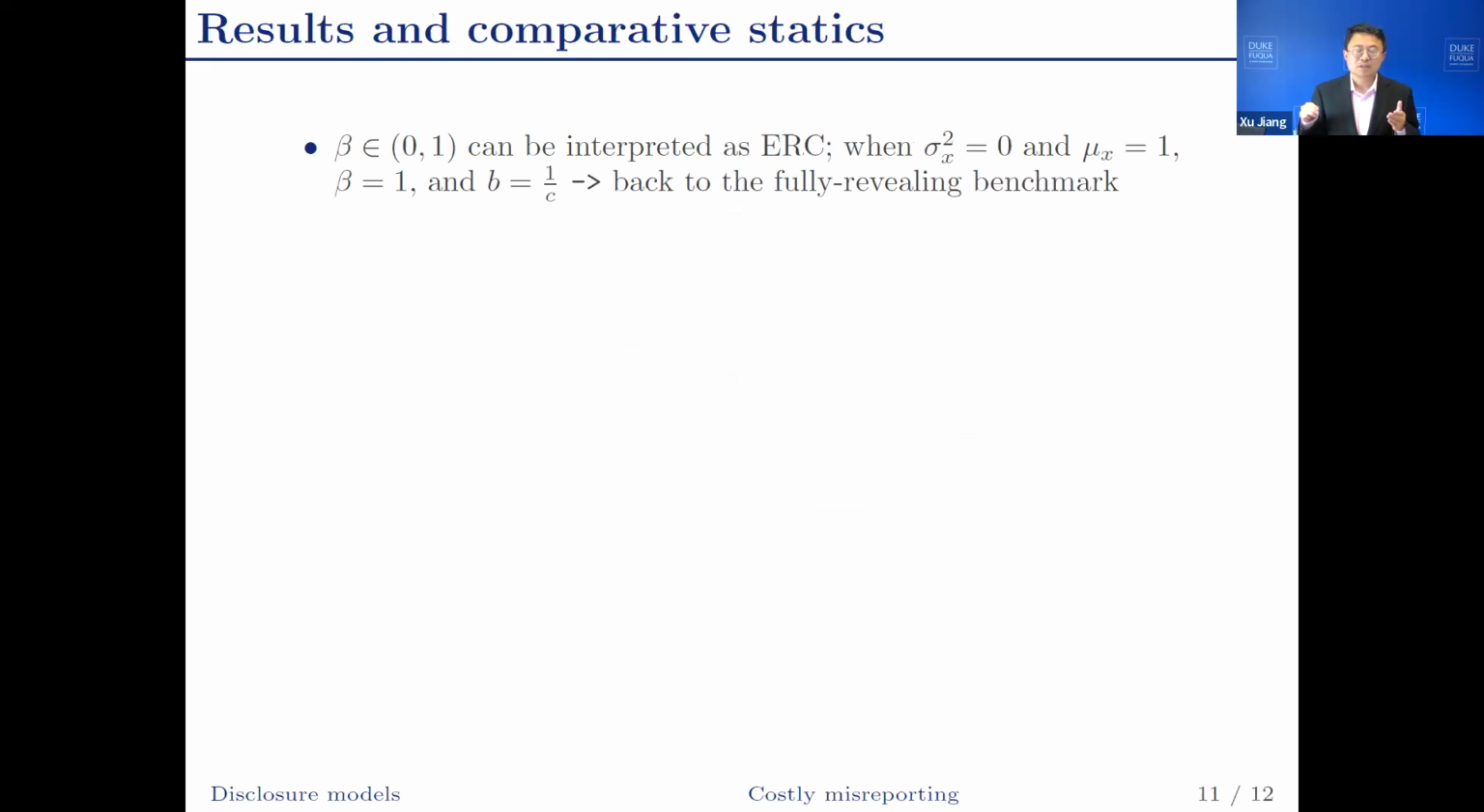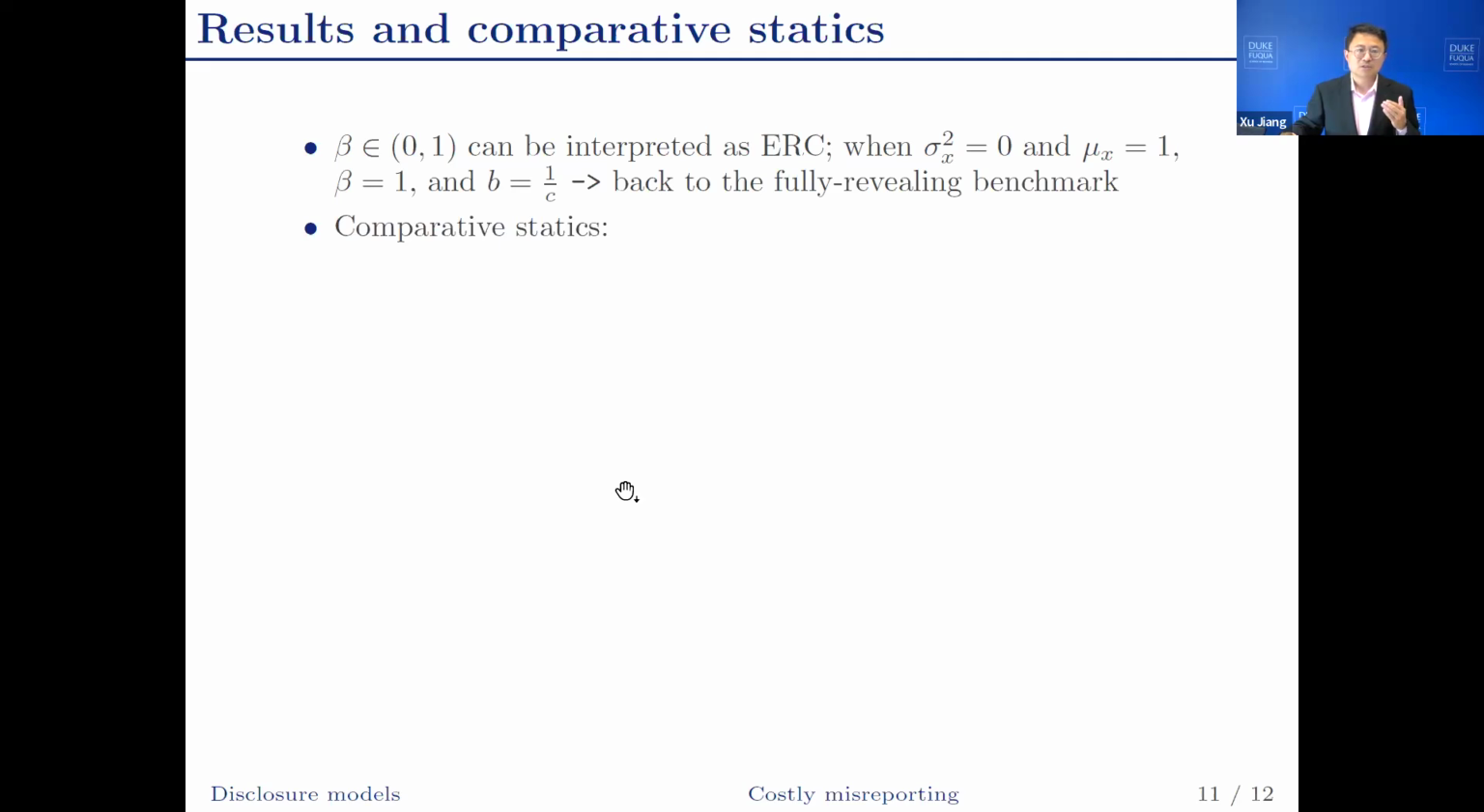In the special case when mu x equals 1 and sigma x squared equals 0, there is no uncertainty about the manager's incentive. The manager is just going to maximize the expected price conditional on the report minus the lying cost. Then we get beta equals 1 and b equals 1 over c. That's back to the fully revealing benchmark we discussed a few slides ago.